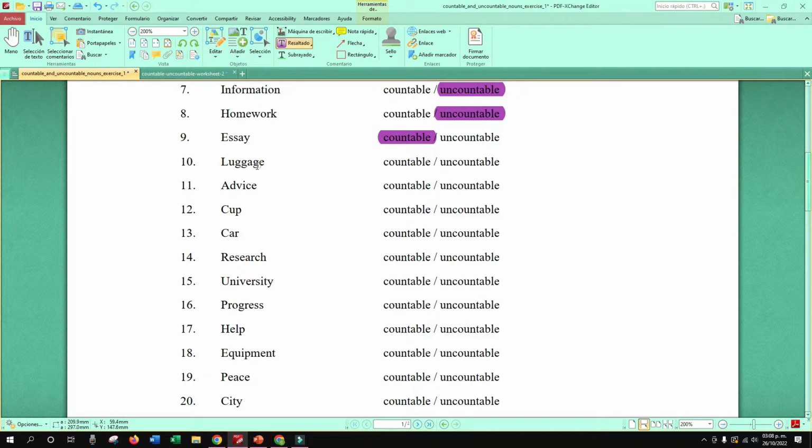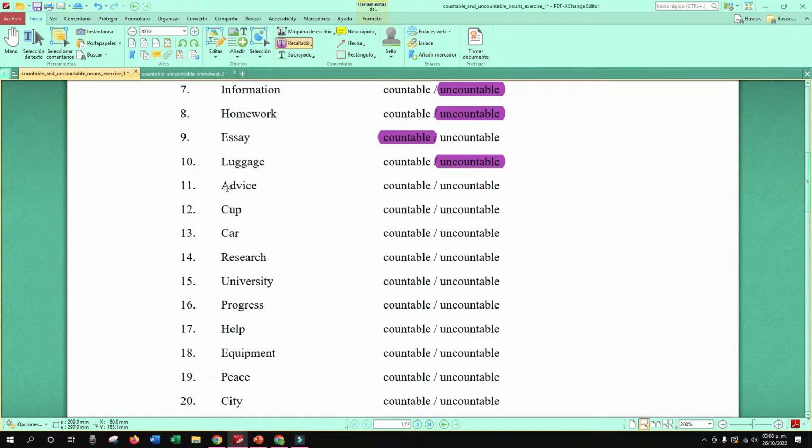What about luggage? Do you know this? Equipaje. Do you think it is countable or uncountable? Countable? Maybe if you have a suitcase, but that is different. Luggage, equipaje in general, right? So that's uncountable, guys. No, you cannot count. You're gonna say two luggages. That is incorrect, right?